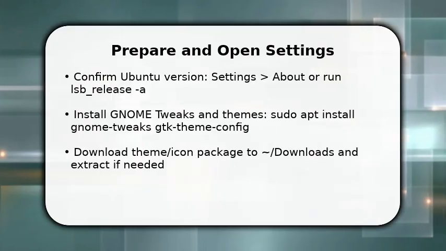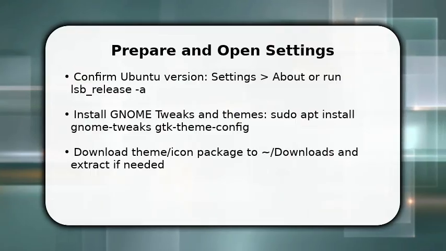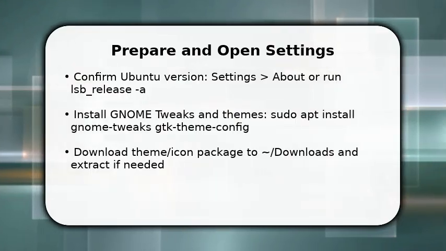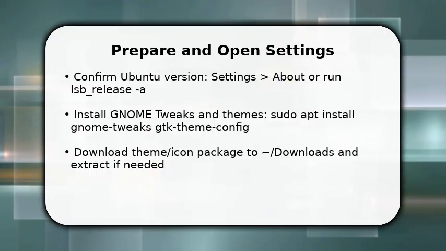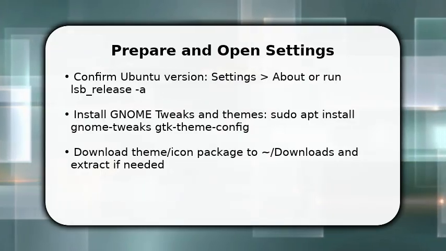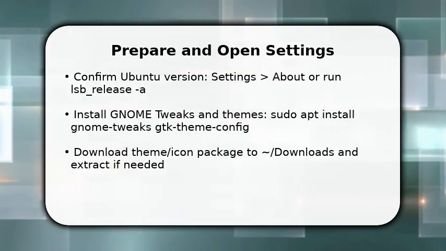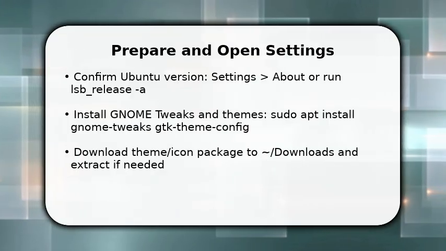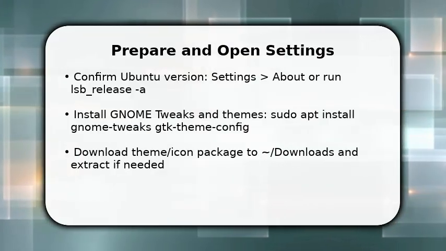You start by verifying your Ubuntu version and ensuring necessary tools are present. Open Settings, then About, or run lsb_release in Terminal to check. Once done, install GNOME Tweaks and theme tools so you can change shell, GTK, and icon styles. Use sudo apt install gnome-tweaks gtk-theme-config.